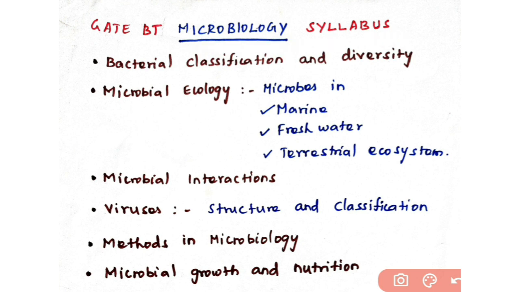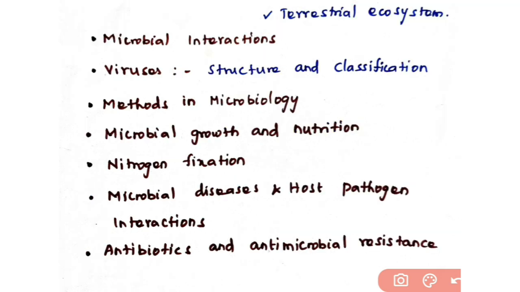First topic is bacterial classification and diversity, microbial ecology. In microbial ecology, you have to study microbes in marine, freshwater, and terrestrial ecosystems. Then microbial interactions, structure and classification of viruses, methods in microbiology, microbial growth and nutrition. Then nitrogen fixation, microbial disease and host-pathogen interactions, antibiotics and antimicrobial resistance.